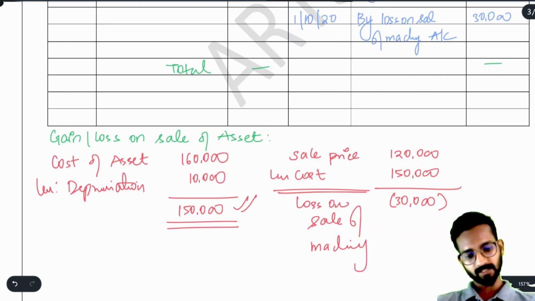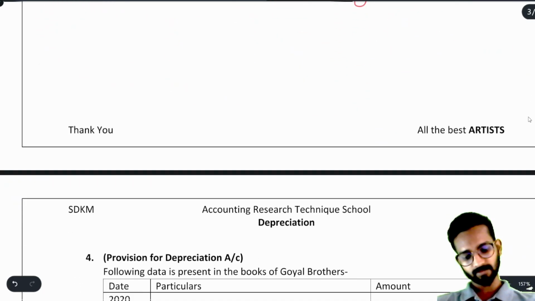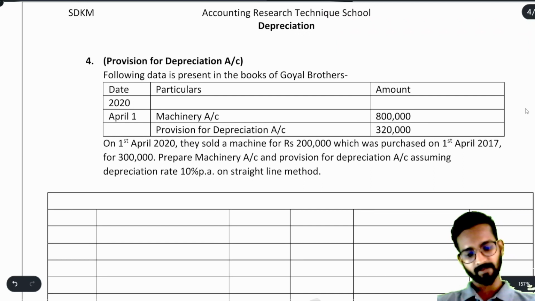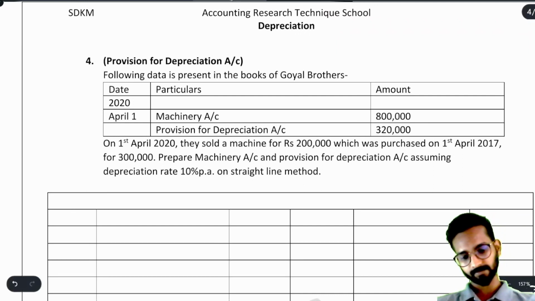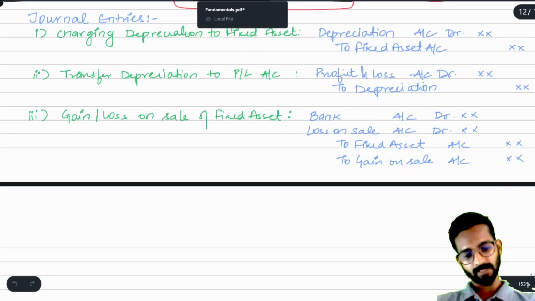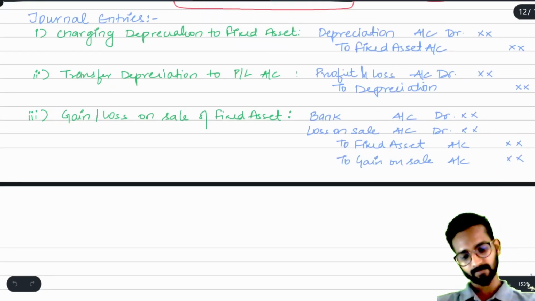Now, after this, the next topic we will be learning is provision for depreciation account. Now, what does it say? Check. What is happening? See very carefully.